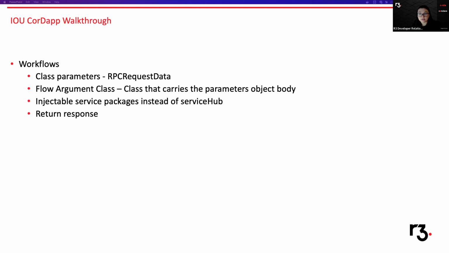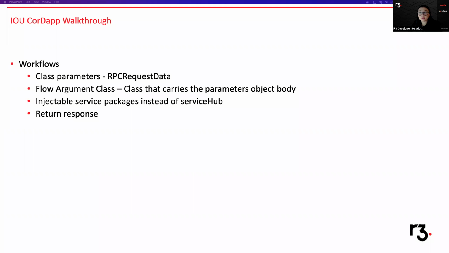Another thing that is different in Next Gen Corda is the flow argument class. This is the class that carries a parameter object body, and it's a special class implemented to help the flow understand what is being passed in. We'll see that in a little bit in the actual code itself, so that it's easier for you to understand. But basically it just helps the flow understand what is being used, what to expect.